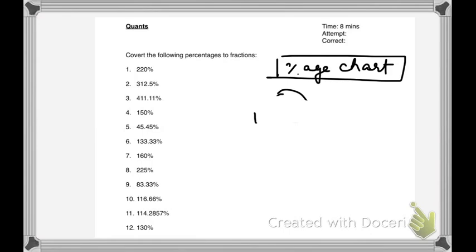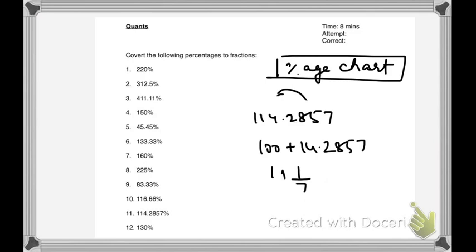Okay, so now we move on to another example, that is 114.2857. The corresponding fraction can be found by breaking this into 100 plus 14.2857, and this 100 will give you 1 and 14.2857 has an equivalent fraction of 1 by 7. So the overall equivalent fraction for 114.28% will be 8 by 7. So again, the percentage chart is quite handy in solving these questions.